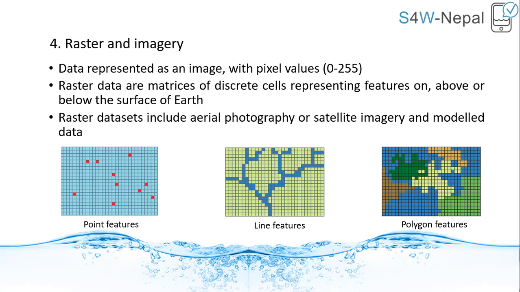Typical raster datasets include remote sensing data such as aerial photography or satellite imagery, and modal data such as elevation matrices. Unlike vector data, raster data typically do not have an associated database record for each cell. They are geocoded by pixel resolution and the XY coordinate of the corner pixel of the raster layer. This allows QGIS to position the data correctly in the map canvas. Here we can see the example of raster point features, line features, and polygon features.